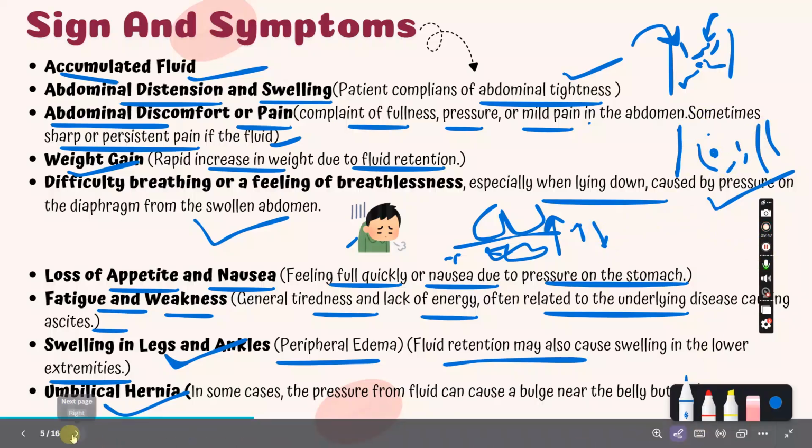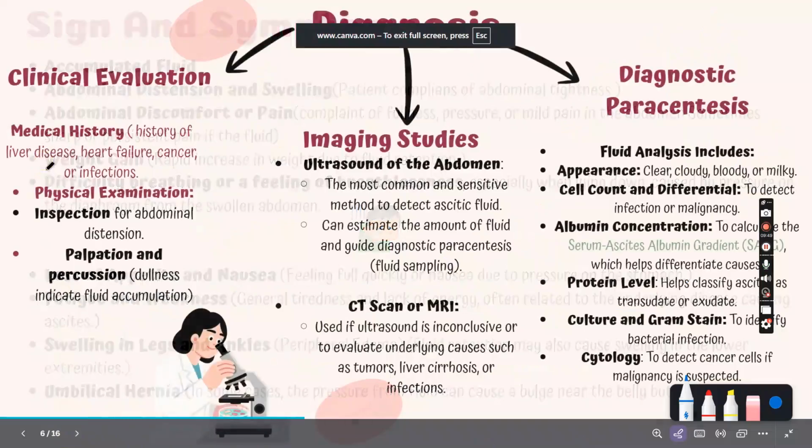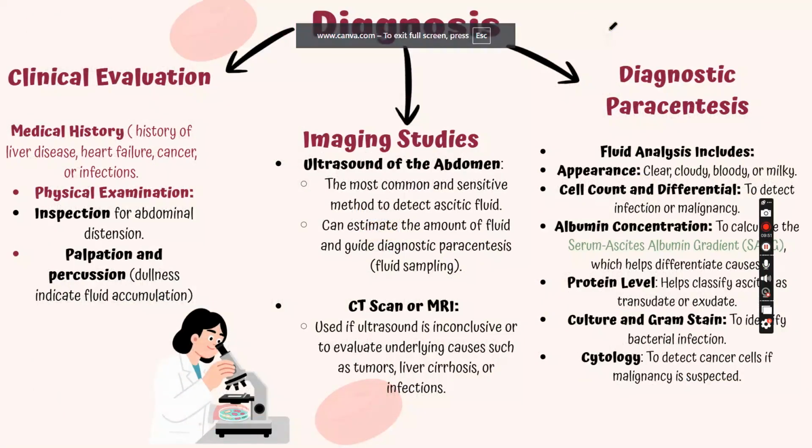Okay, so moving on to the next slide. Here we have the diagnosis. How can we diagnose this disease? The first is clinical evaluation. We'll take the subjective data of the patient. Moreover, we'll do inspection. We'll do palpation and percussion as a normal RN does. And then there are imaging studies. Next is diagnostic paracentesis, which we'll discuss further. First, we'll go on with the clinical evaluation.